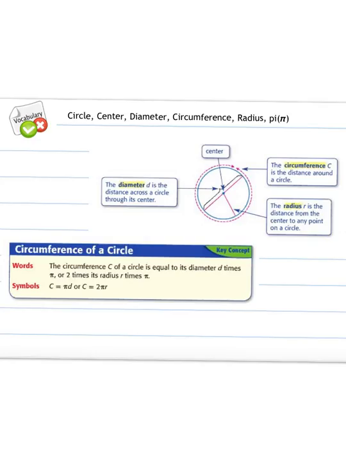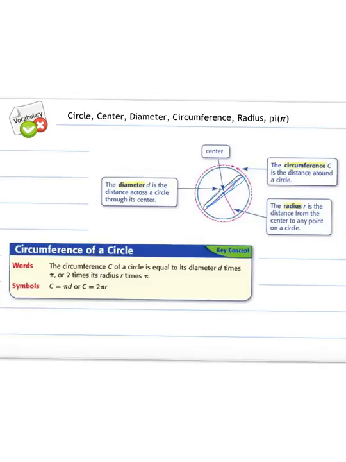Okay, some vocab words that we need to know. Circle. We need to know what makes a shape a circle. Center, that is going to be the middle of our circle, the middle point. Diameter. Diameter is the distance across a circle through its center. So it's going to be this part all the way across here. That's our diameter. Circumference, that's the distance around a circle, so on the outside.